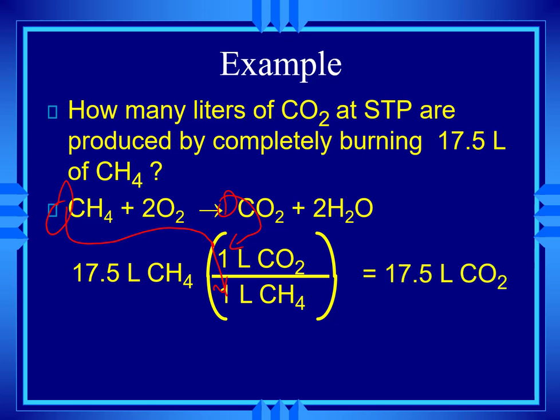17.5. Because it would have been really annoying for you to write, take it divided by 22.4 times 1 divided by 1 times 22.4, and everything would have canceled out, and you would be right back where you started. So it's just a shortcut for what we're doing. Either way gets you the same answer. This way is just a little faster.